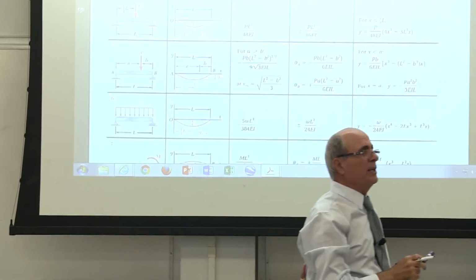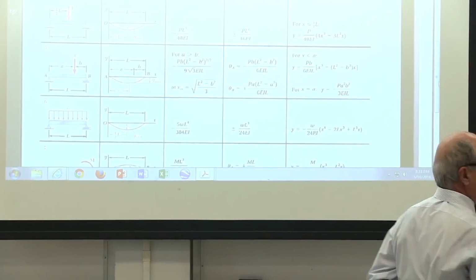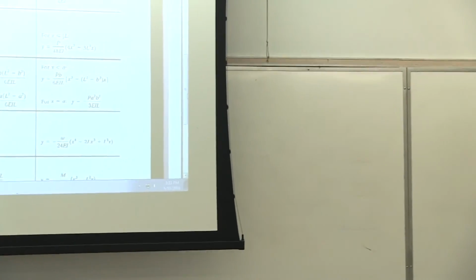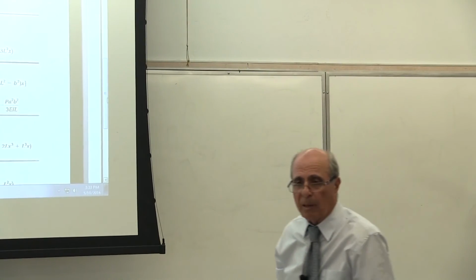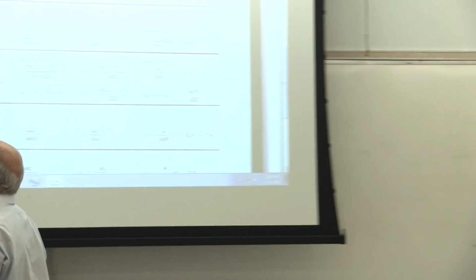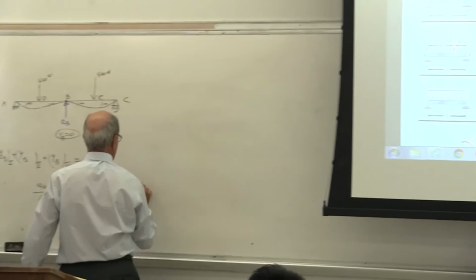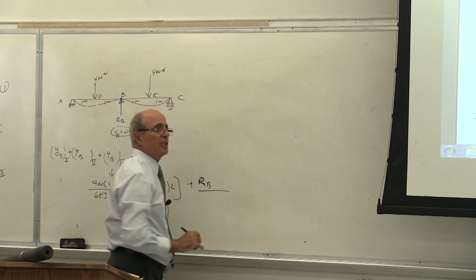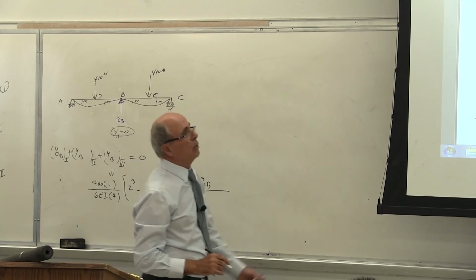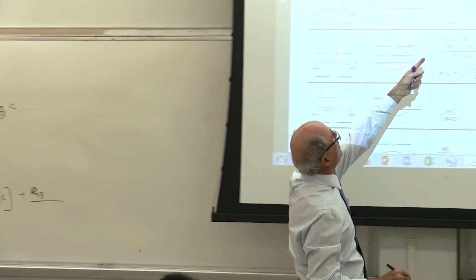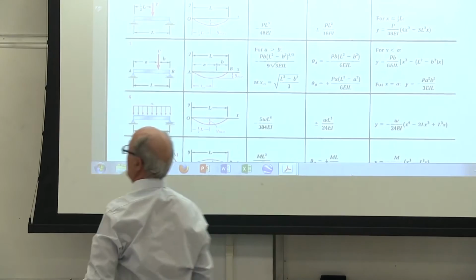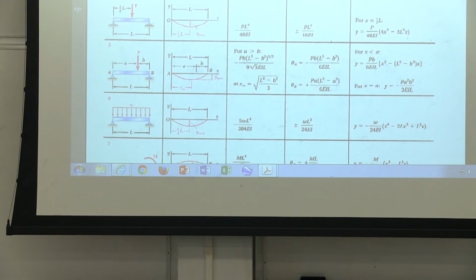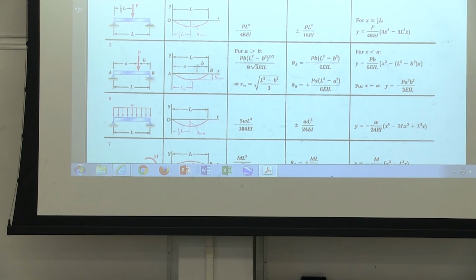PL3 divided by 48 EI. However, P is going down. My force is going up, so I have to change sign. It's obvious. Is that correct? So it comes plus RB, because now I don't know the RB. That RB becomes my load. Is that correct or not? Yes? Multiplied by L3, L is how much? L is 4 to the power of 3 divided by 48 EI.